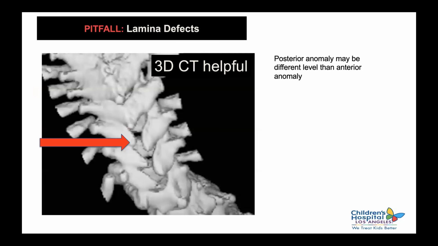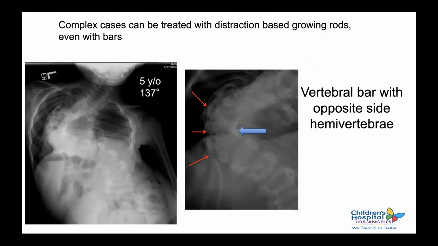3D CTs are not only helpful, but in my mind, essential before you go into surgery. You'd be surprised how many times you pick up things on 3D CTs that you might not have otherwise, such as here, where you can see lamina defects. You don't want the first time you find this to be with a hot bovie. That could be a bad day. You want to plan for it ahead of time.